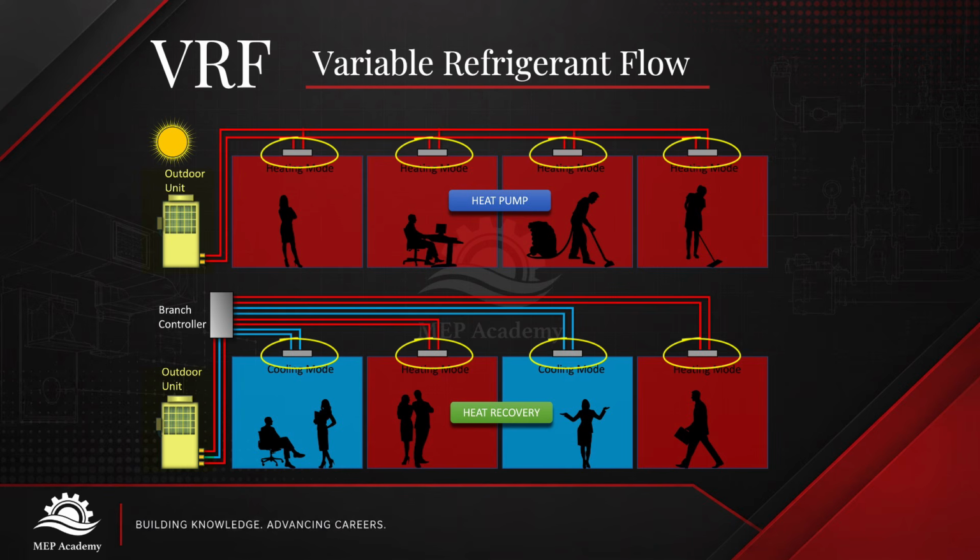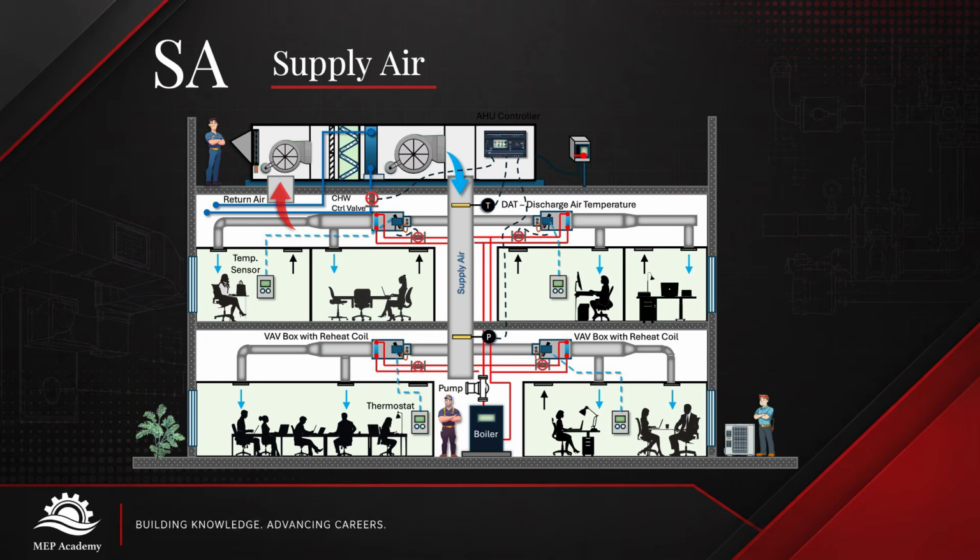Next, let's look at some of the most common acronyms used to describe HVAC airflow. Number 11. SA, Supply Air. Supply air is the conditioned air delivered from HVAC equipment into occupied spaces through ductwork, diffusers, and grills. Depending on the system, supply air may provide cooling, heating, ventilation, or a combination of these.